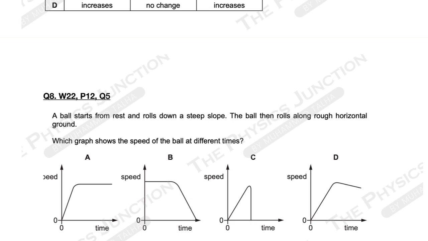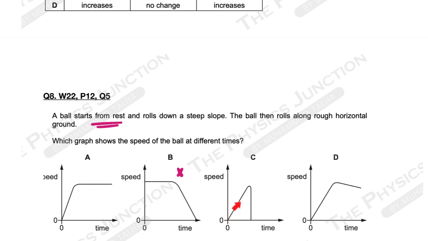A ball starts from rest and rolls down a steep slope. The ball then rolls along rough horizontal ground. Which graph shows the speed of the ball at different times? So it starts from rest, so we know that initial velocity must be 0. So it cannot be this, right? Starting from rest, and then it rolls down a steep slope. So if it's rolling down a steep slope, basically the weight of the ball itself would be making it accelerate, right?